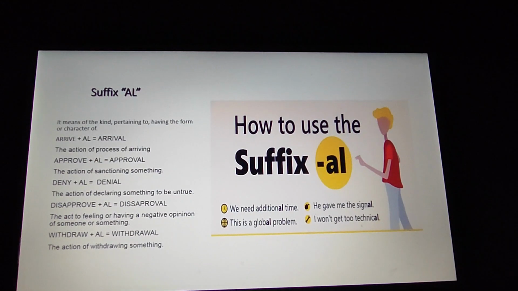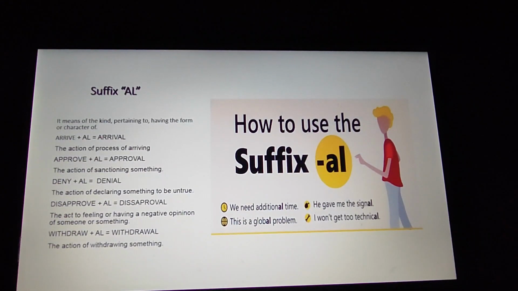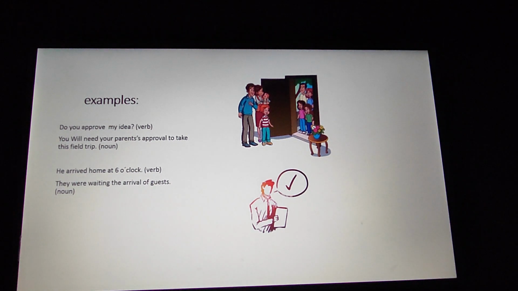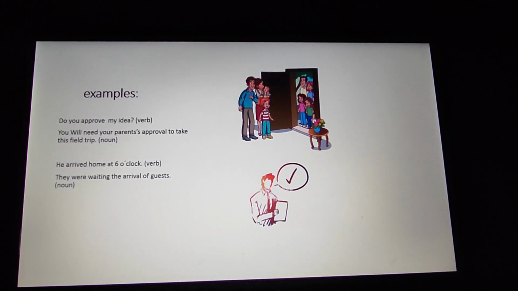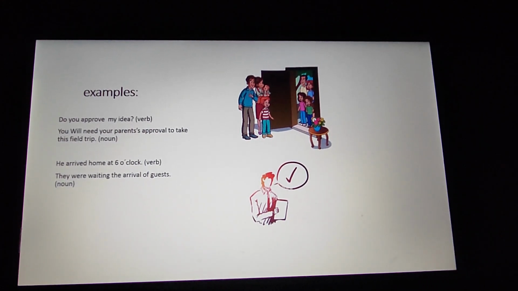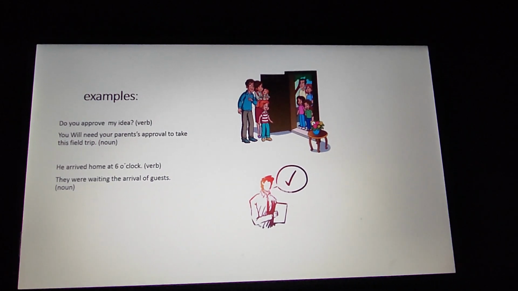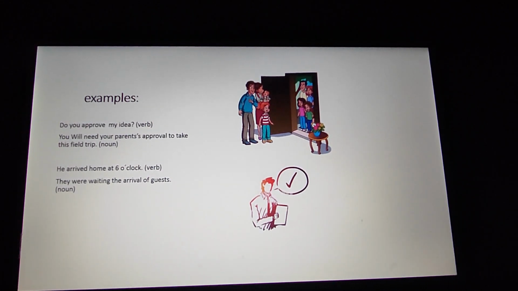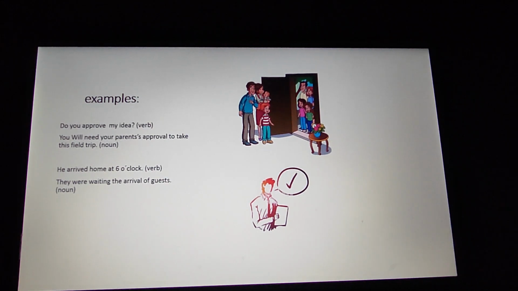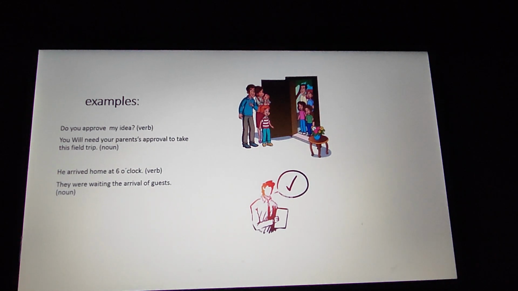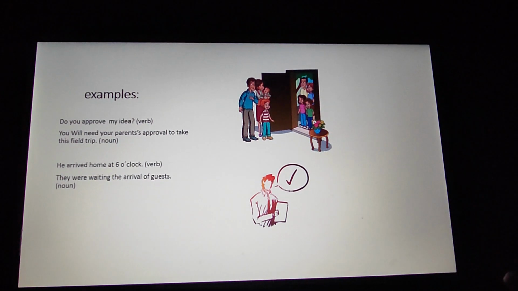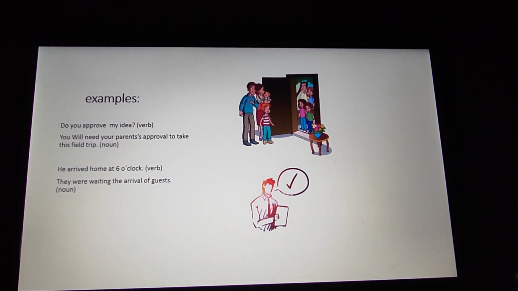For understanding better, let's look at the examples. Do you approve my idea? In this case, we are using the verb approve. You will need your parents' approval to take this field trip. In this case, we are using approval as a noun. He arrived home at 6 o'clock. Arrive is working as a verb. And they were waiting for the arrival of guests. Arrival is working as a noun because we are adding the suffix -al to convert the verb to a noun.